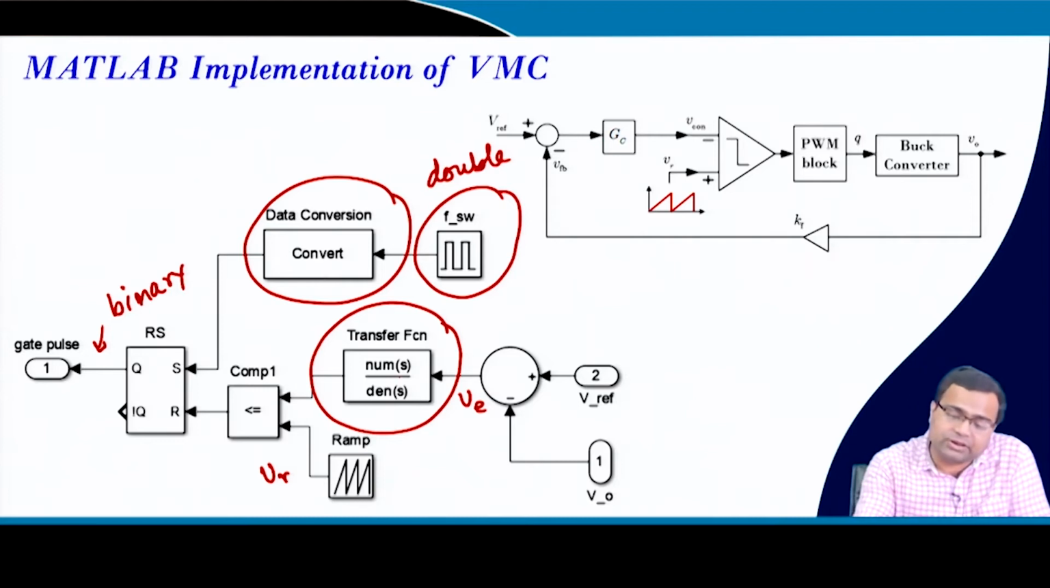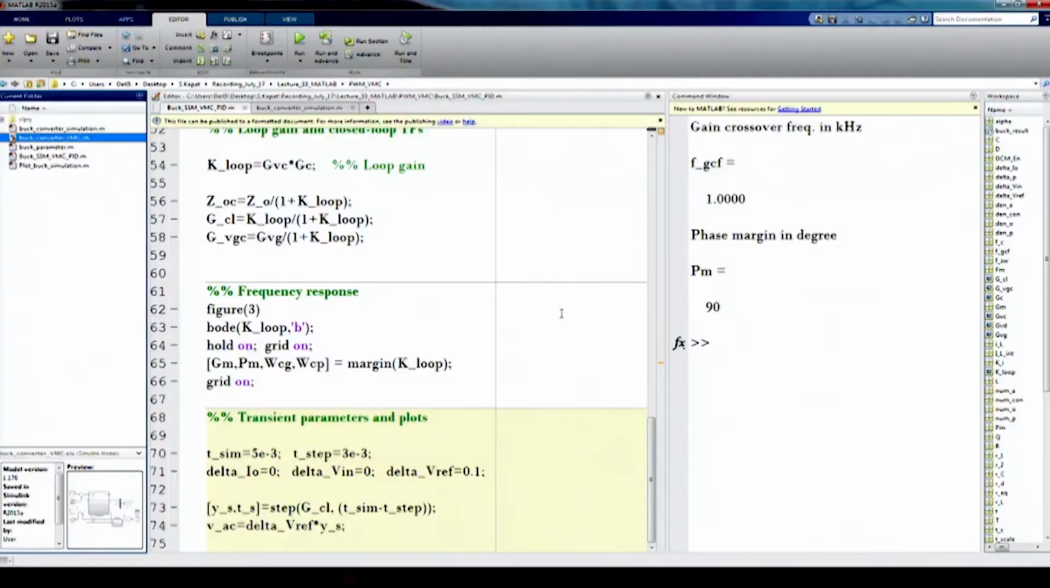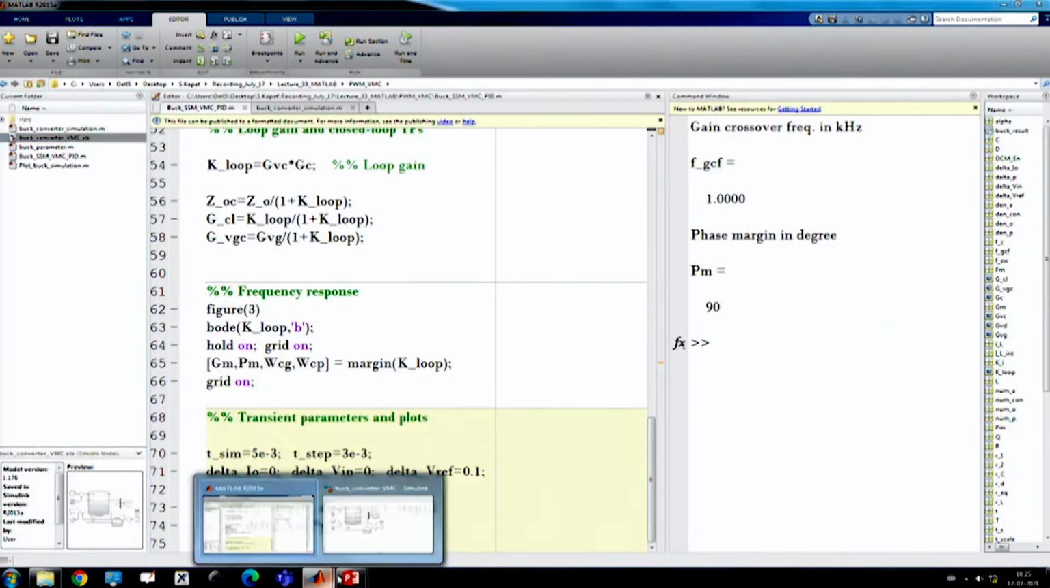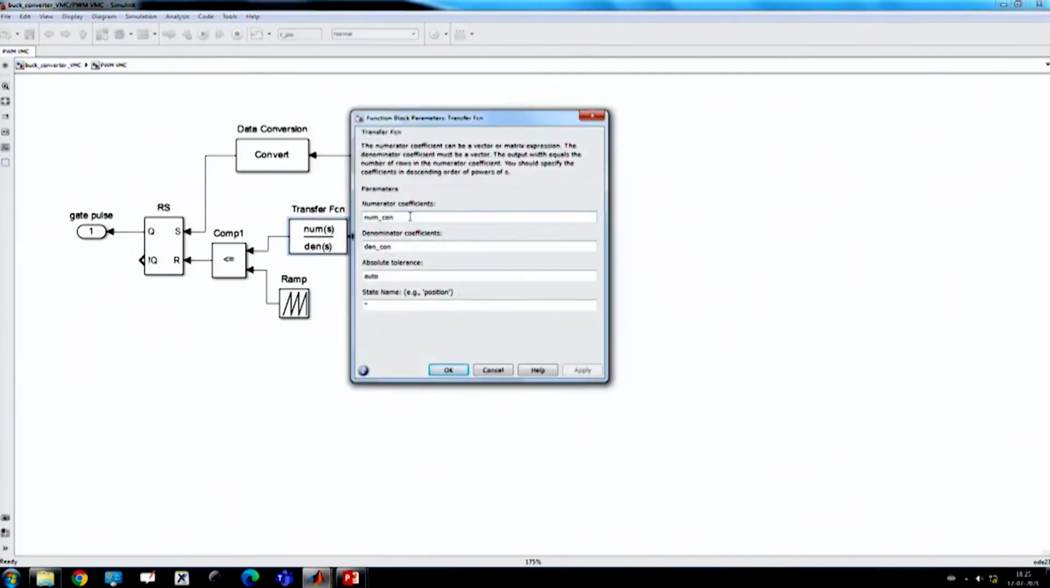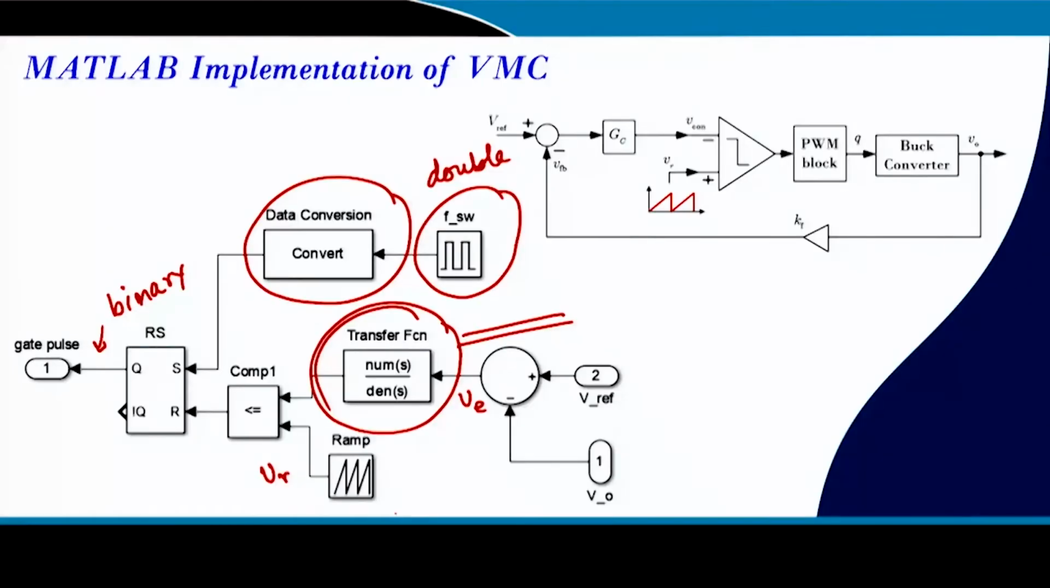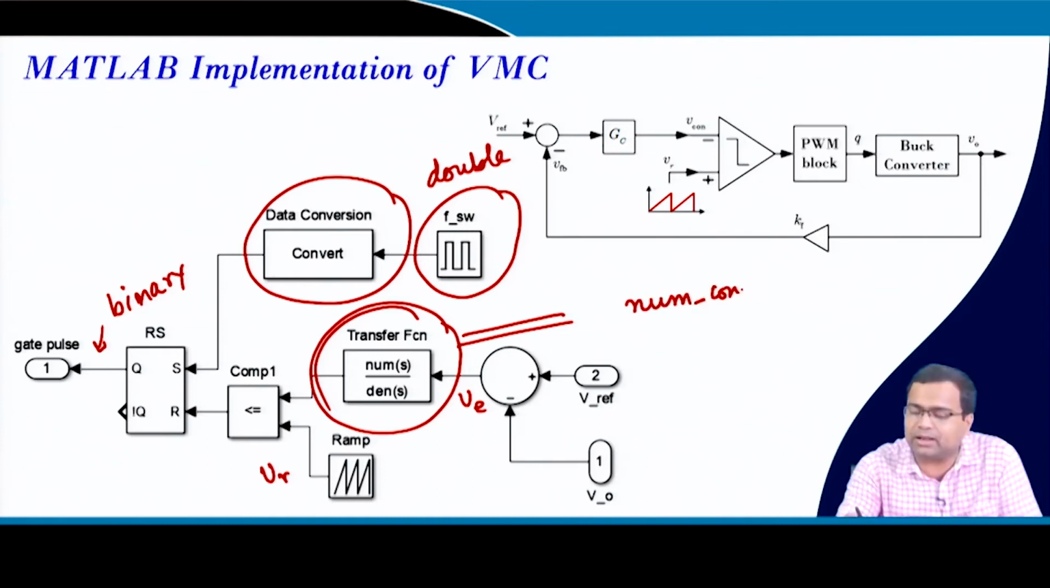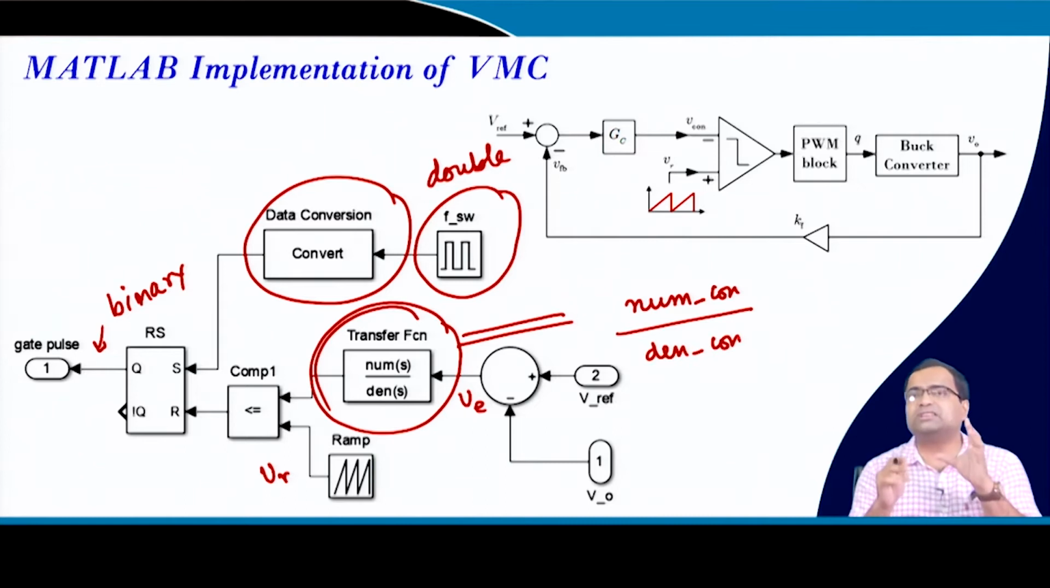Now, this transfer function here, if we go to the MATLAB model and look inside, is the one which you are calling from the MATLAB function, numerator control, denominator control. Okay. So, this transfer function has a numerator polynomial divided by a denominator polynomial. These numerator and denominator coefficients will be decided from the design process.